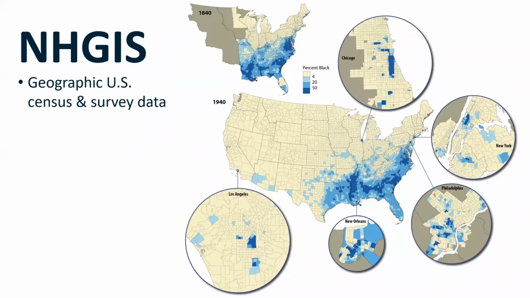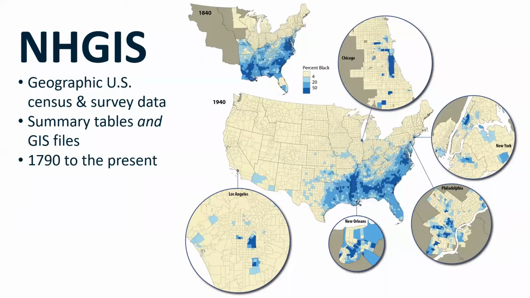The key thing that distinguishes NHGIS from the other IPUMS projects, NHGIS stands for the National Historical Geographic Information System, and what it contains are geographic US Census and survey data. That's distinct from microdata, which a lot of our other projects provide. Instead, NHGIS provides summary tables and GIS files, so very specifically geographic data, going all the way back to 1790.